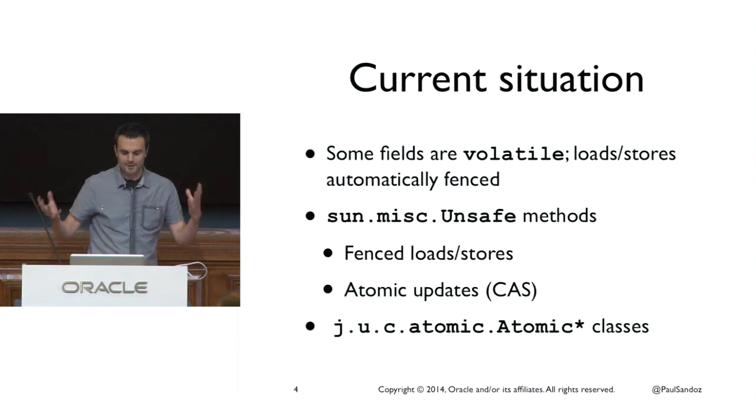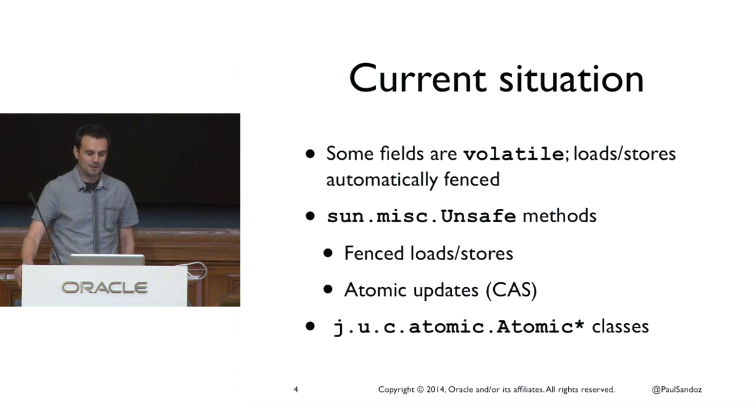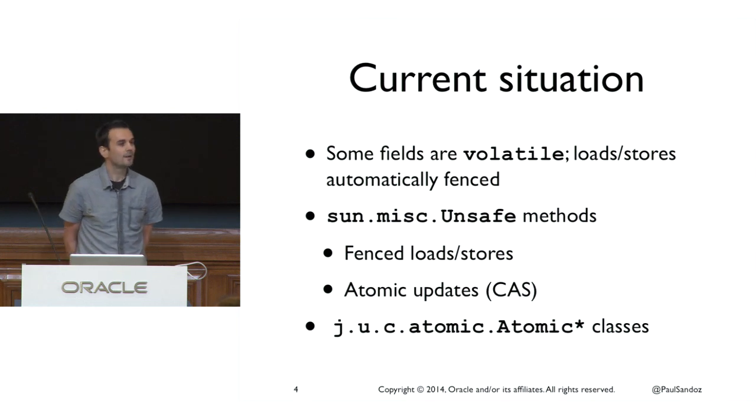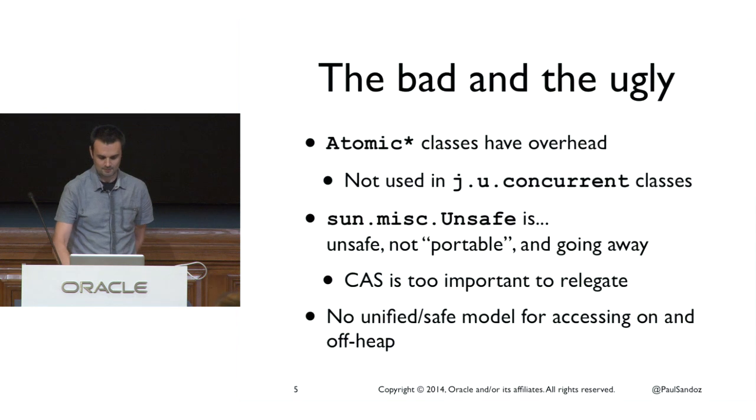So the current situation is, in Java at the moment, there's a bunch of fields that are volatile. Like Brian said, if they're volatile, we can't access them relaxed. There's some misc unsafe that we have, and we have these atomic classes. So it's a whole bunch of mixed stuff we have there.